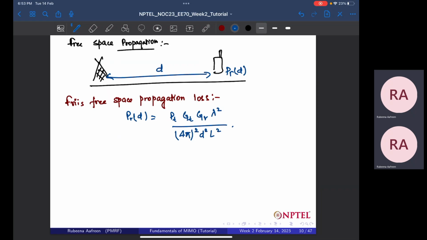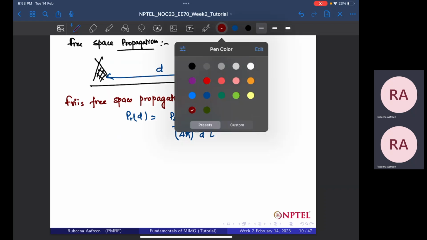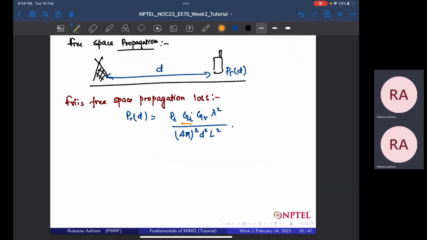So the received power at a distance d from the transmitter is dependent upon the antenna gains at the transmitter and the receiver, then the wavelength, then obviously the distance, and L. L is the coupling loss, filter loss, etc. That means all the other losses. So usually this L is taken as 1.